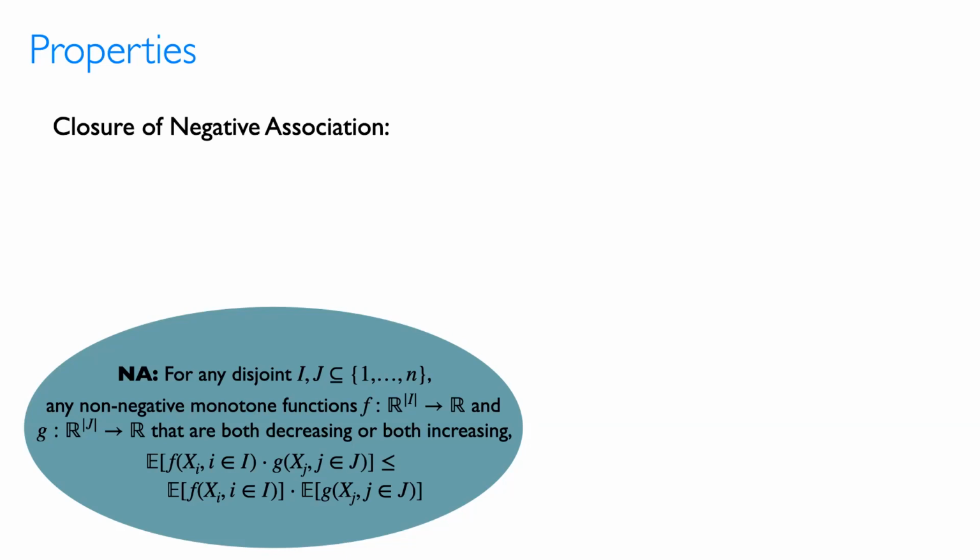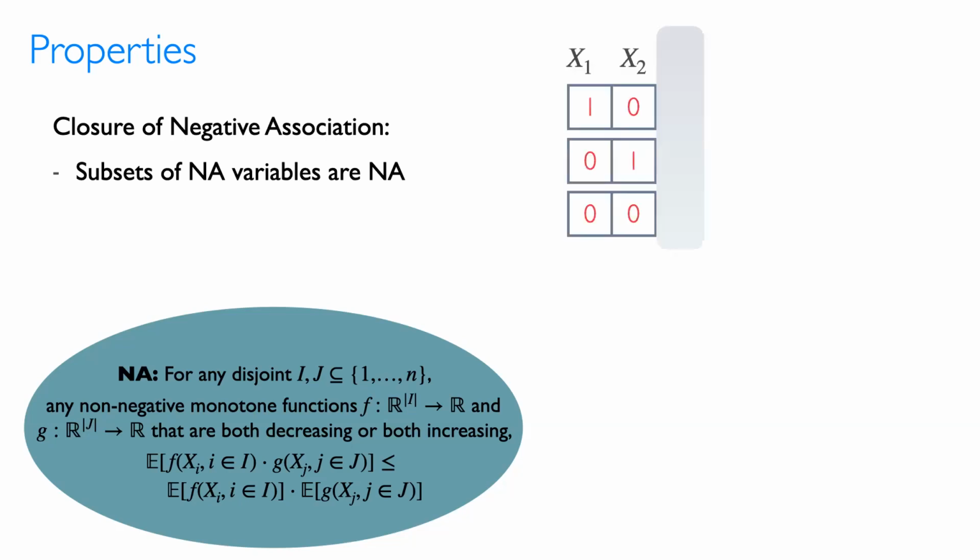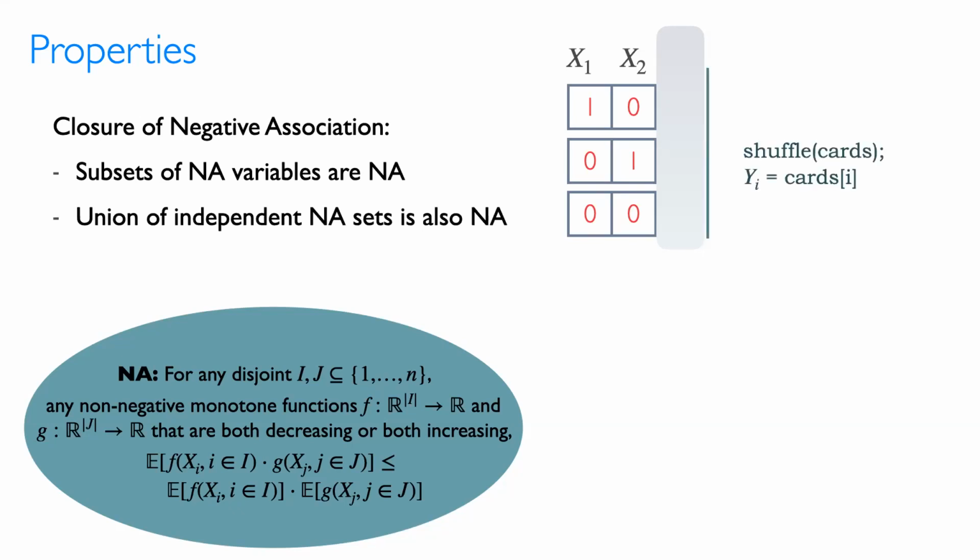Now, they also have some nice properties. For example, we have some closure properties. Some set of negatively associated variables are negatively associated. So in our example before, we had the one-hot vector, we take a subset of them, and we still have this negative association. The union of independent NA is also NA. So, for instance, if we were to take this joint union of these two things, we have NA.